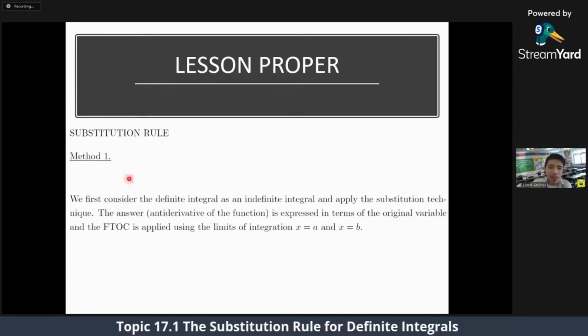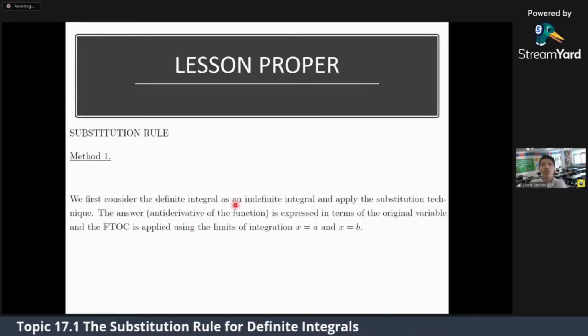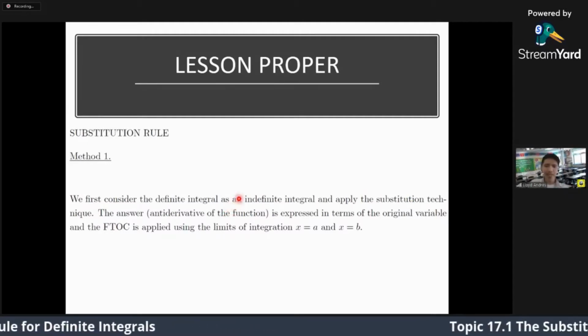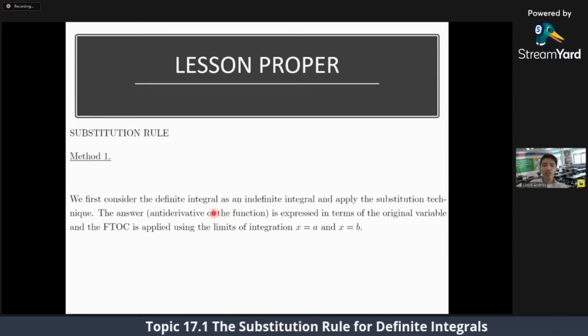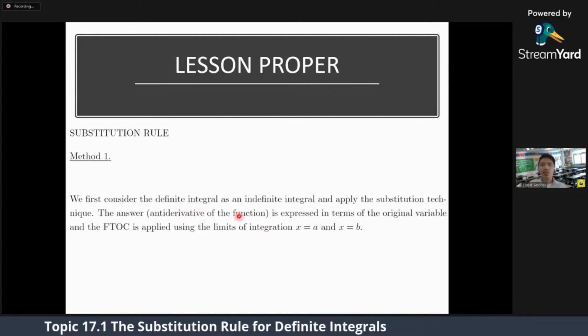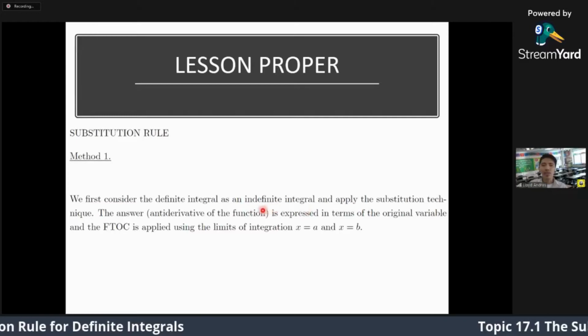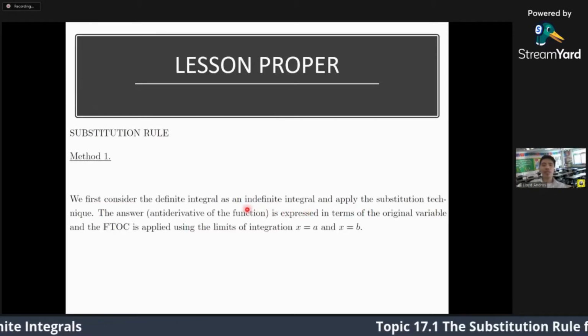Basically, sa method 1, combination lang ni sa topic na to nga substitution rule and then ang fundamental theorem of calculus. So, ang buhaton nimo first is definite integral man ang given, i-treat nimo siya as indefinite integral. After nimo ma-treat siya as indefinite integral, apply na nimo si fundamental theorem of calculus. So, that's method 1.